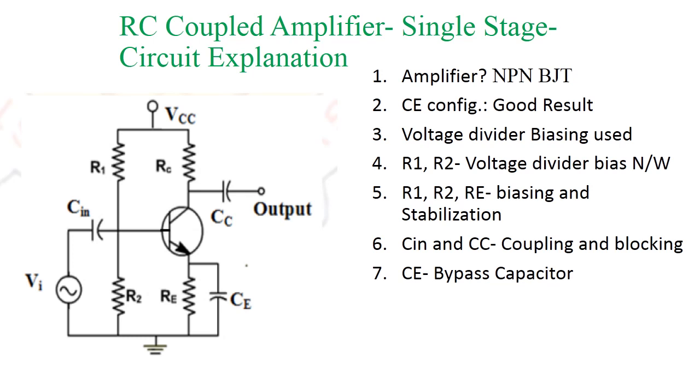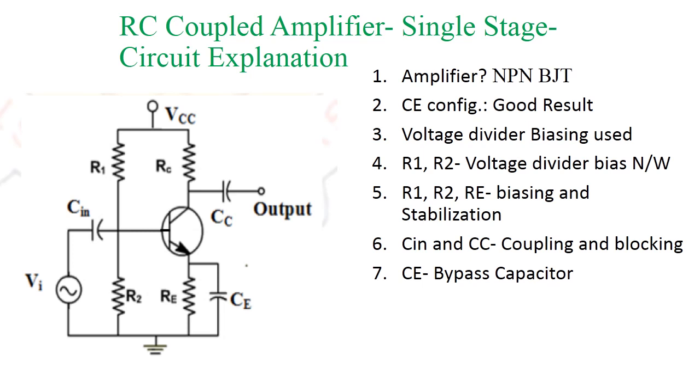And also the biasing used is voltage divider biasing. Voltage divider biasing configuration is discussed in the previous class. This voltage divider biasing gives good stability, or it is the best biasing circuit. Then in the circuit, R1 R2 are resistors which form voltage divider network. R1 R2 and emitter resistor RE provide biasing and stabilization in this circuit.